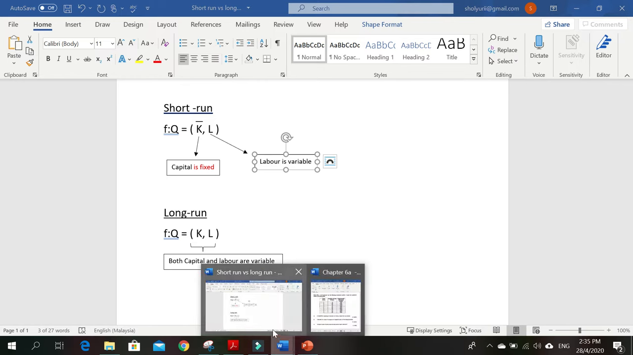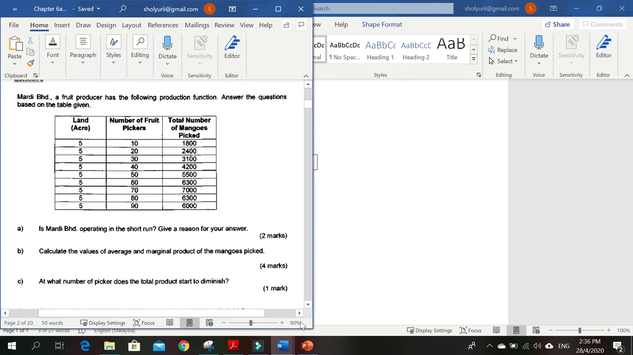Okay. So, itu adalah jawapan dia. And then, you jawab yes. Give a reason for your answer. Because the existence of fixed input. Sebab fixed input cuma wujud in the short run.